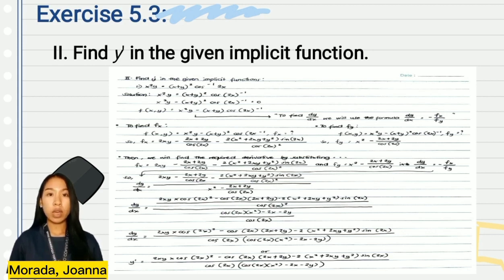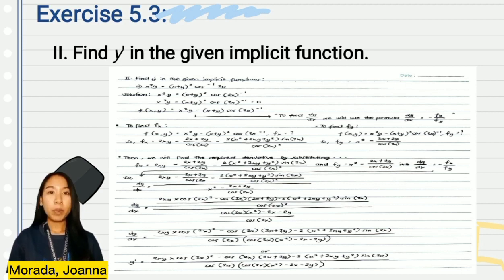So, fx equals 2xy minus 2x plus 2y over cos(2x) minus 2(x squared plus 2xy plus y squared) sin(2x) over cos(2x squared). And then the next one is we will find the first partial derivative with respect to y.